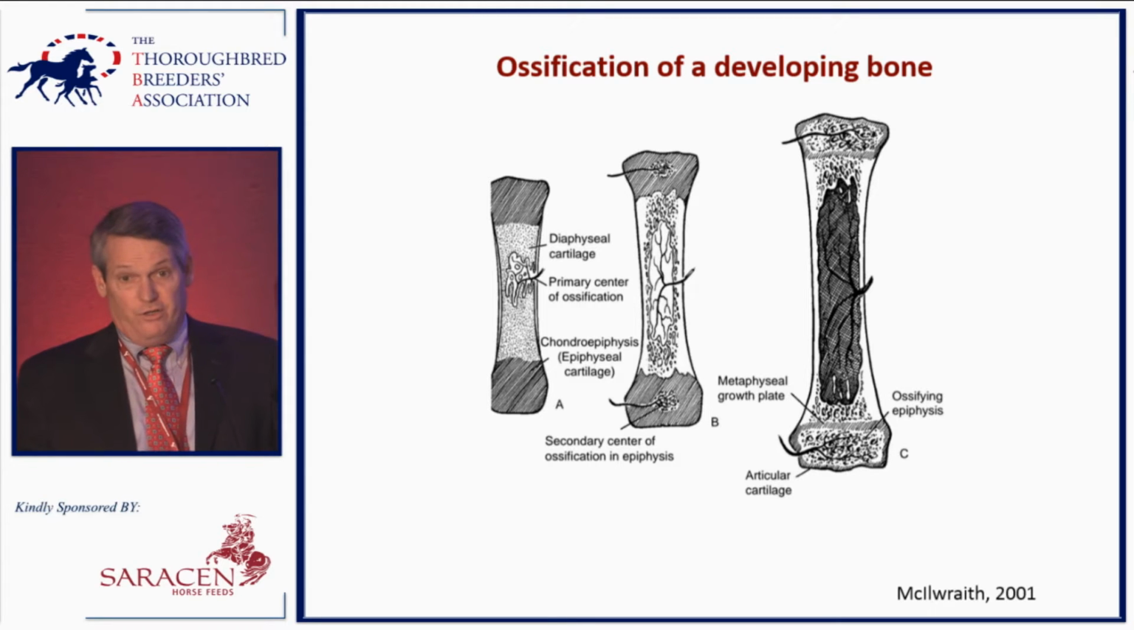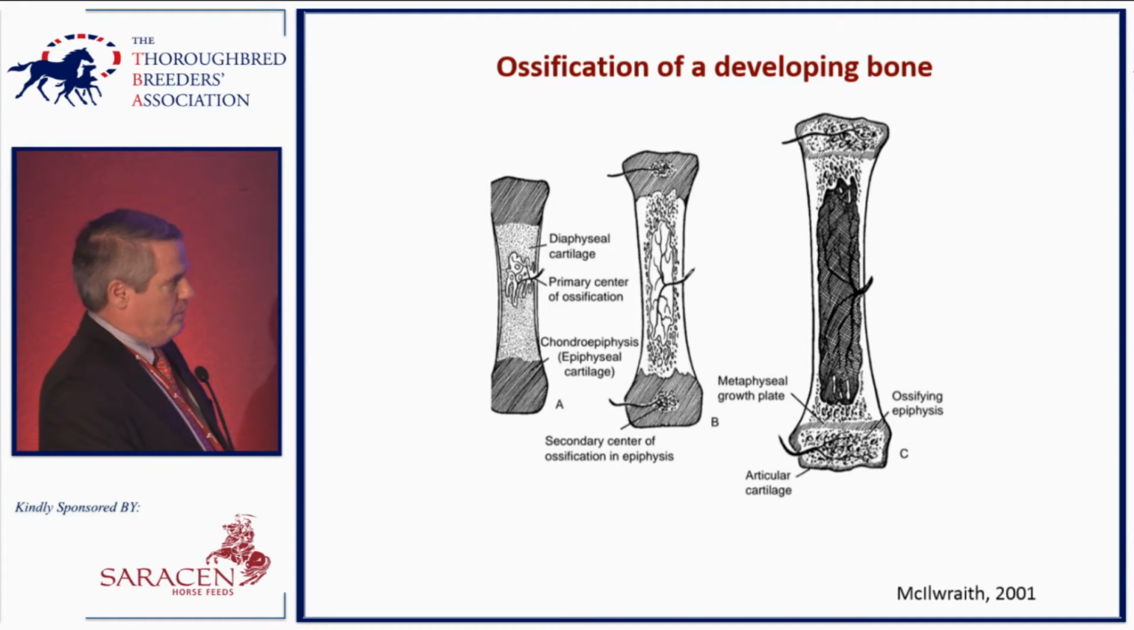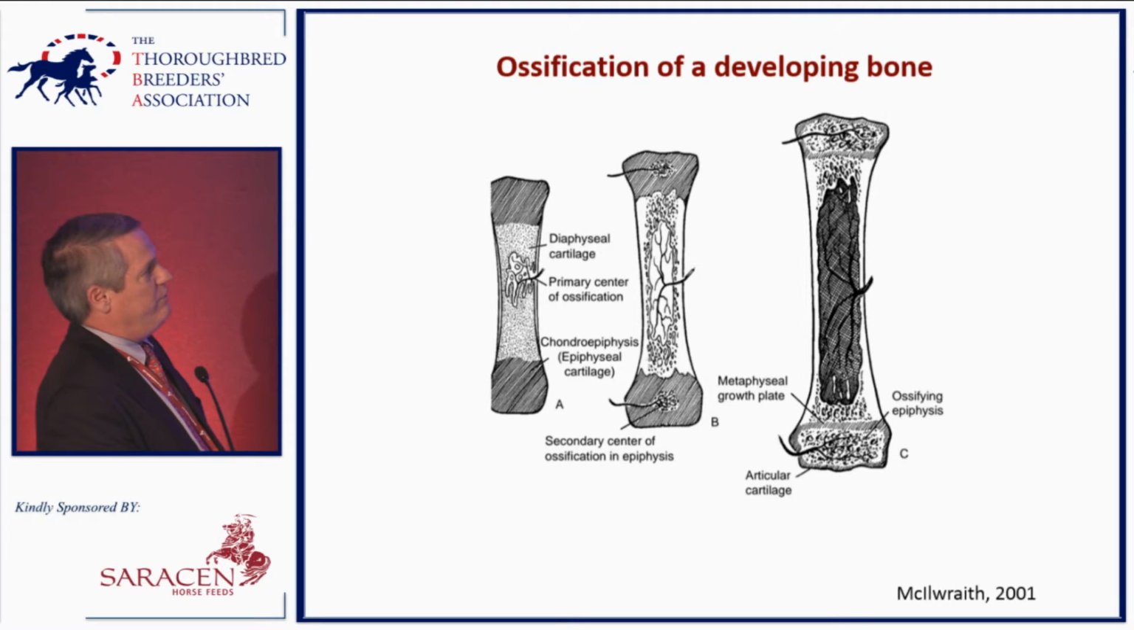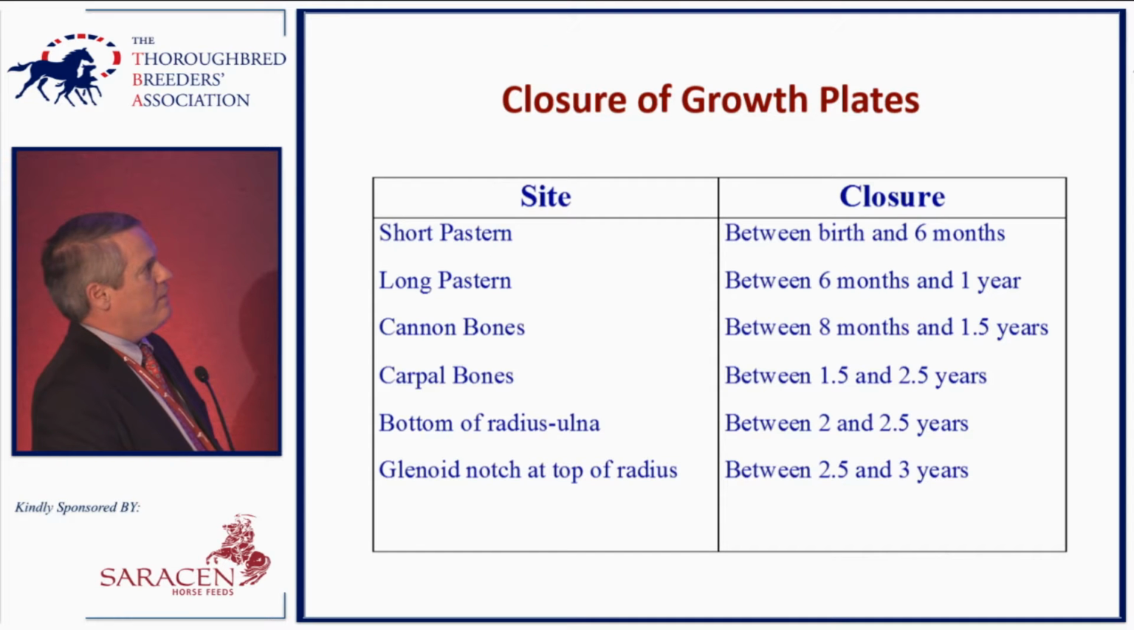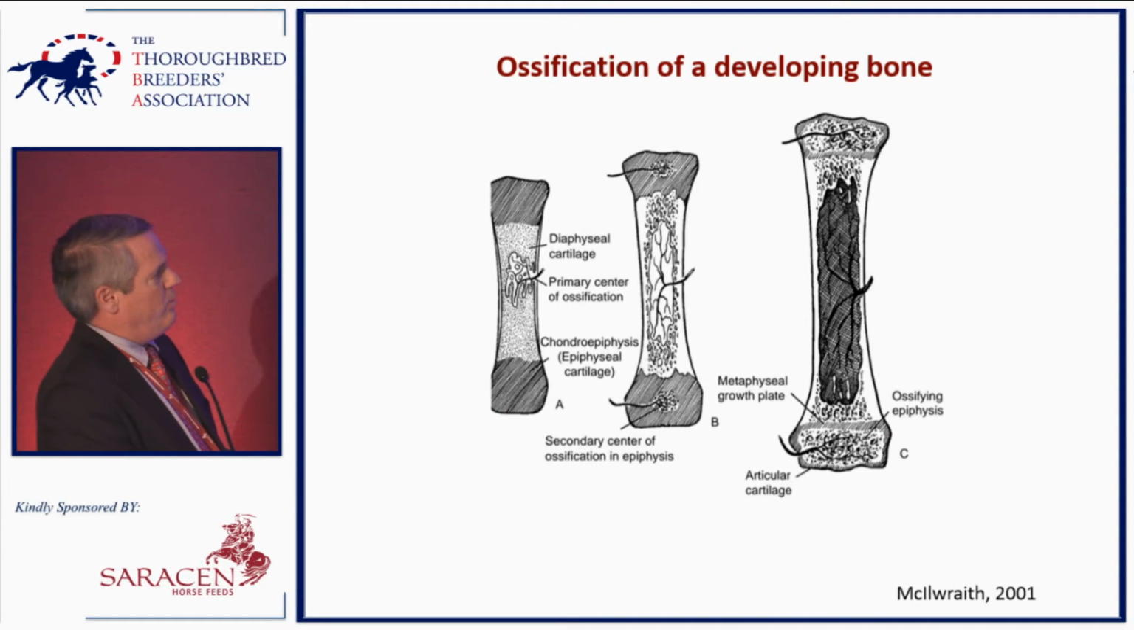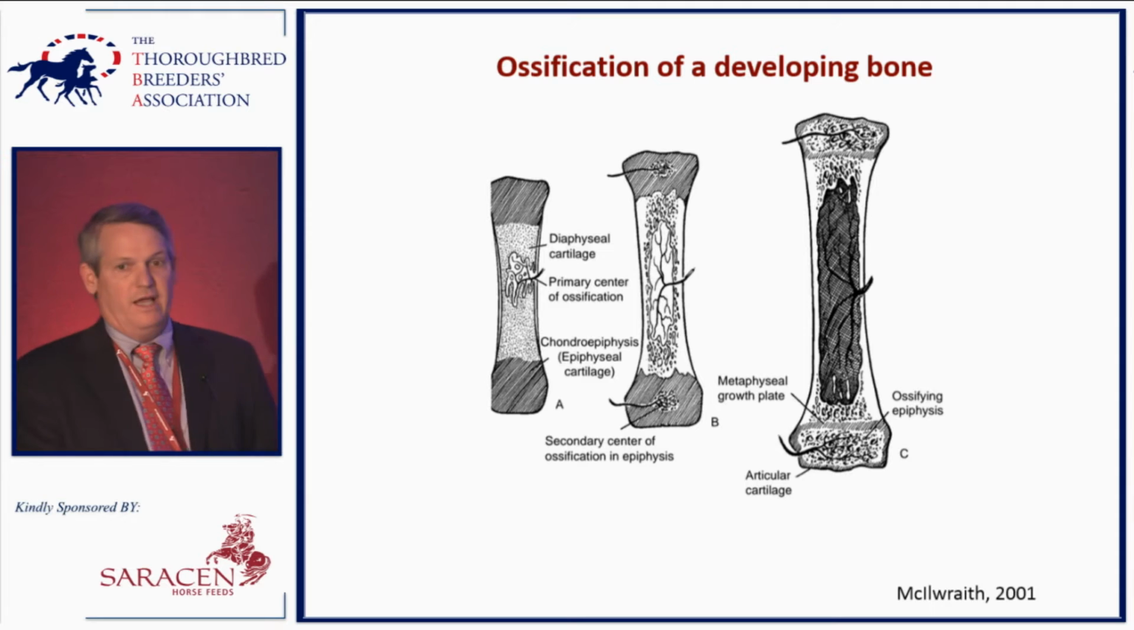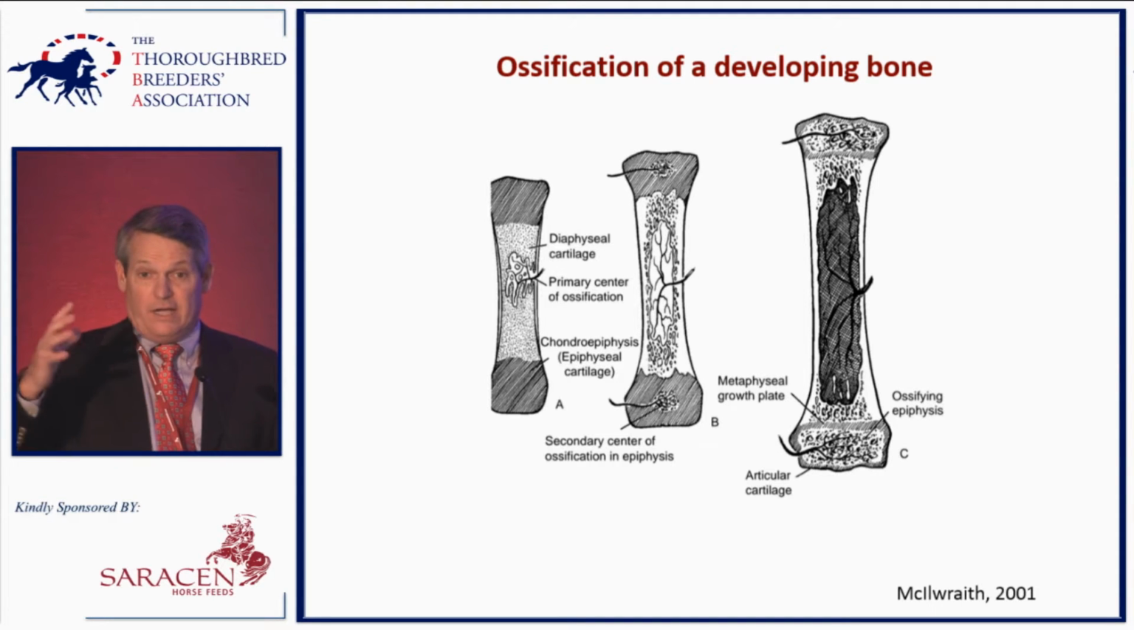When foals are in utero, there is no mineral in the skeleton. It's all cartilage. The primary center of ossification is in the cartilage that's in the shaft of the bone. As the bone grows, that ossifies. There's a secondary center of ossification in the epiphysis, and eventually that bone is going to become completely ossified with the exception of articular cartilage. And as the bone grows, there remains a growth plate here, the metaphyseal growth plate, and that's where the bone can actually elongate from.